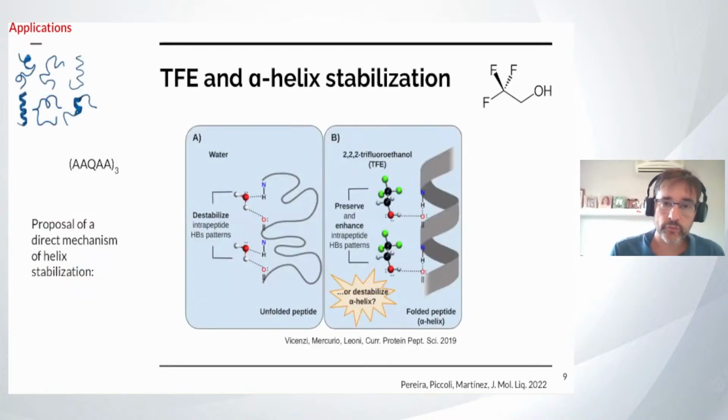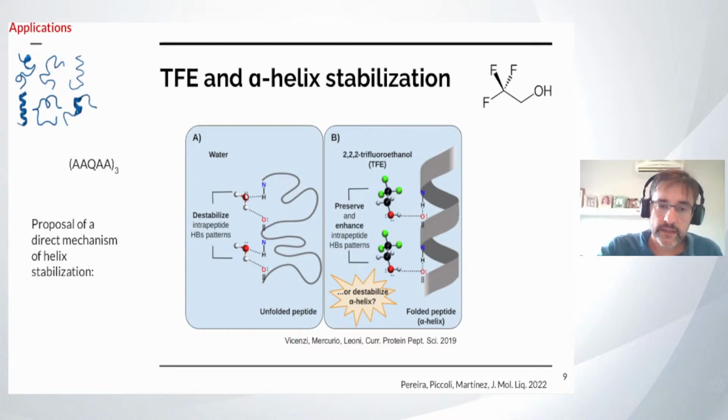When reading about this problem, we found in the literature a discussion on what is the molecular basis for this stabilization, and in particular, one mechanism called our attention, which is a direct mechanism of TFE stabilization of the protein structure. Essentially, what this mechanism proposes is the following. The helix is stabilized by intrahelical hydrogen bonds, which are formed between the amide carbonyl and the amide amine groups. So this intrahelical hydrogen bond is fundamental for the stabilization of the helical structure.